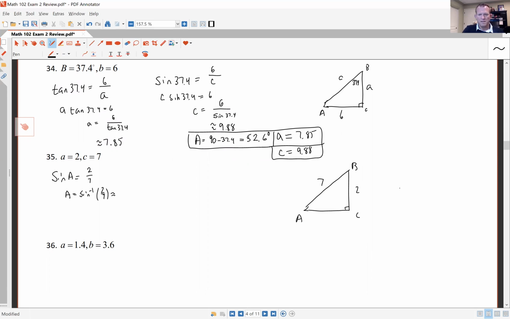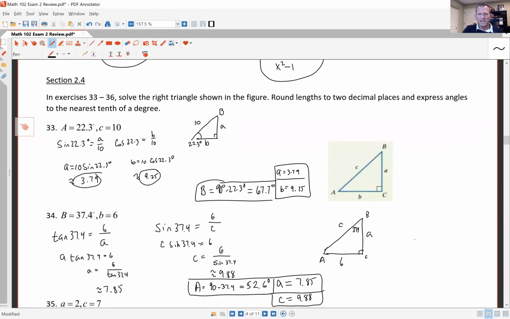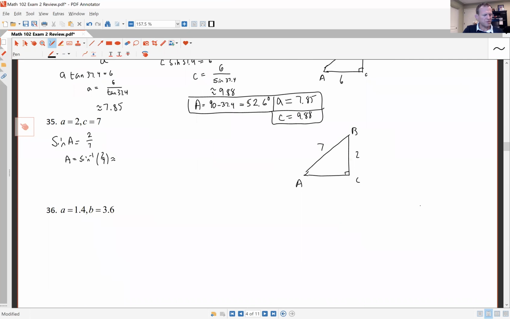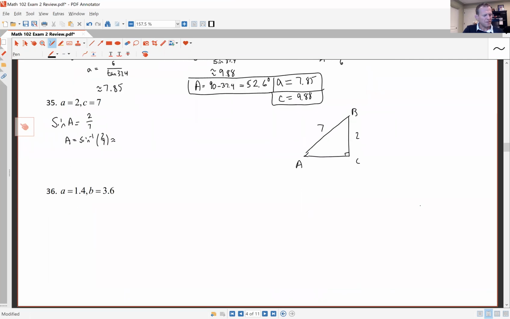and lengths are rounded to 2, and the angles are nearest 10th, so that's 1 decimal place. So this gave me 16.6 degrees. Now once we know A, B can be found by just taking the complement, which gives 73.4 degrees.